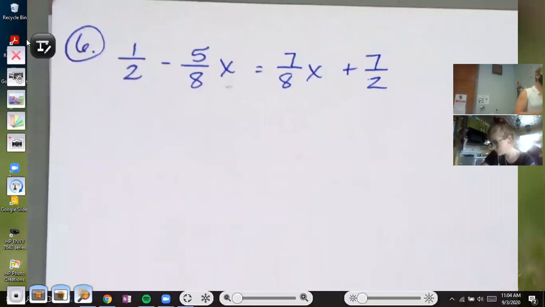Okay, once again, we are going to combine like terms, just like we did on the other one. This time, I'm going to show you how to take your x and move it over to the right side.